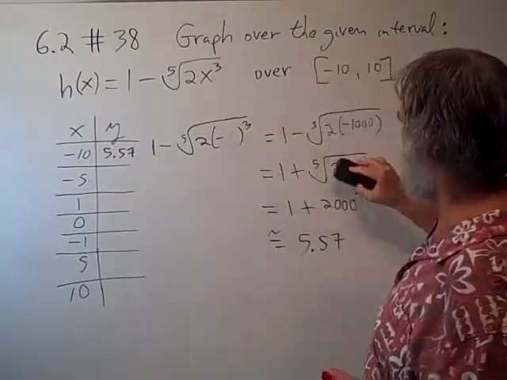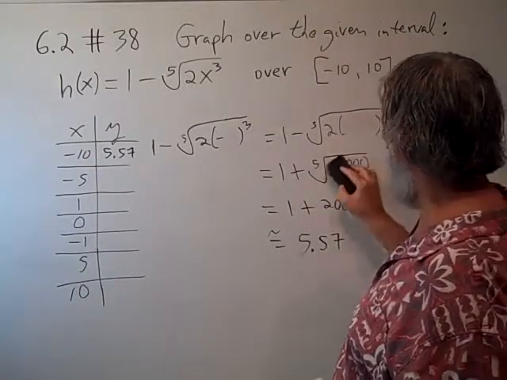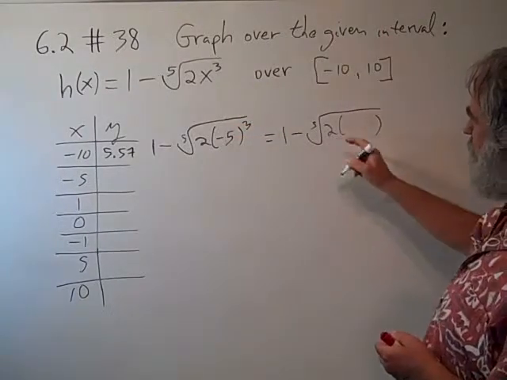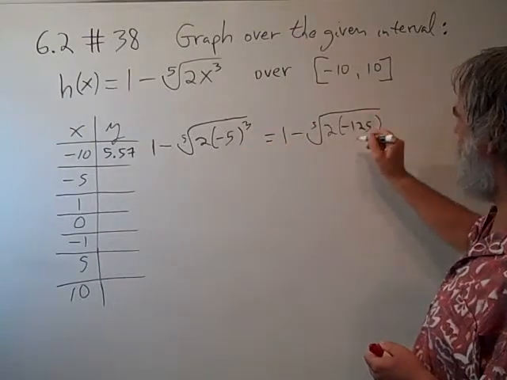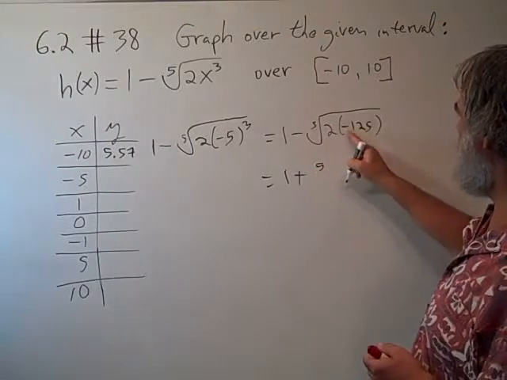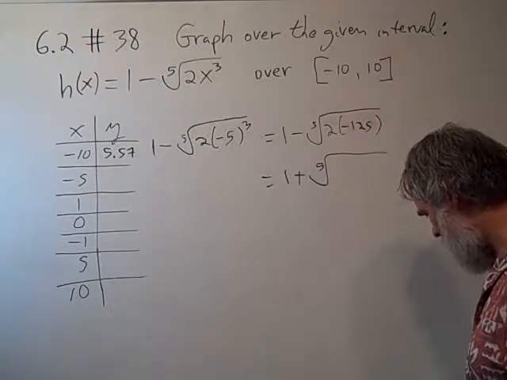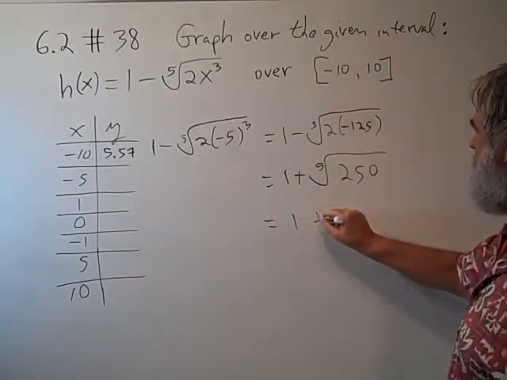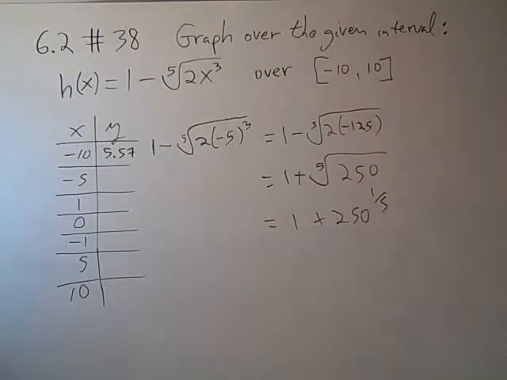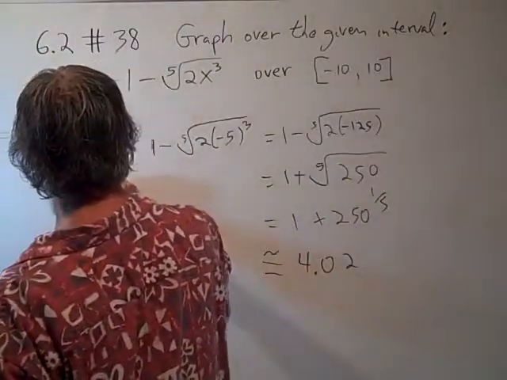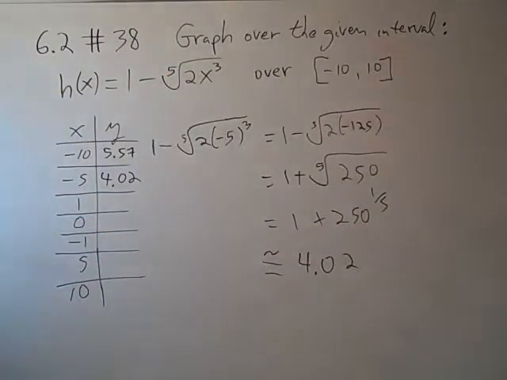So it'll be kind of similar to this. So maybe I'll even leave some of it here. So negative 5 we plug in. And negative 5 to the third power is negative 125. Now we can make this a plus because the negative can come out. The fifth root of 2 times 125 is, of course, 250. So this is 1 plus 250 to the 1/5 power. So let's see, 250 to the 1/5 power is 3.017. If I add 1 to that, I get that this is approximately equal to 4.02. We have our second entry.